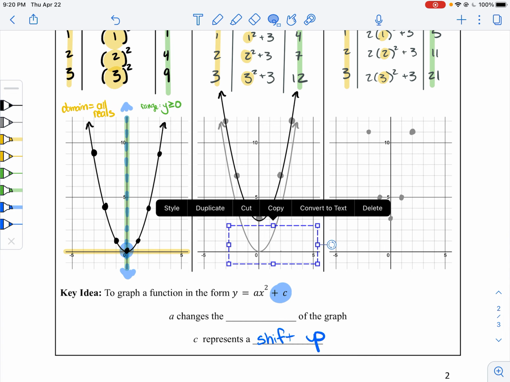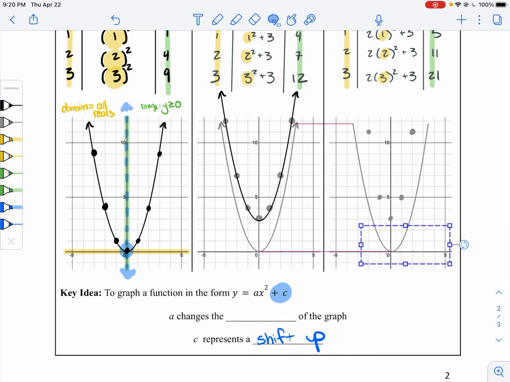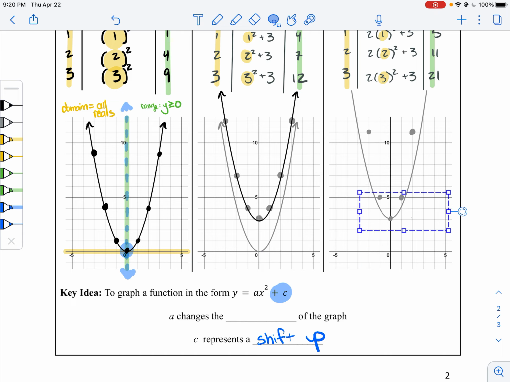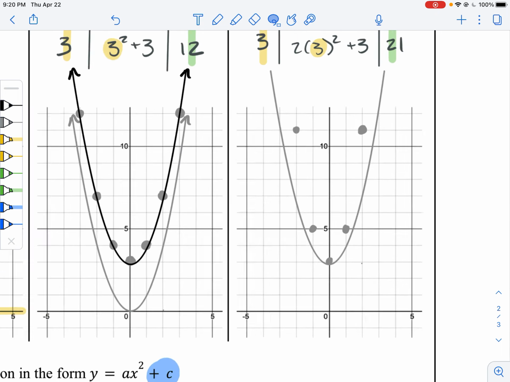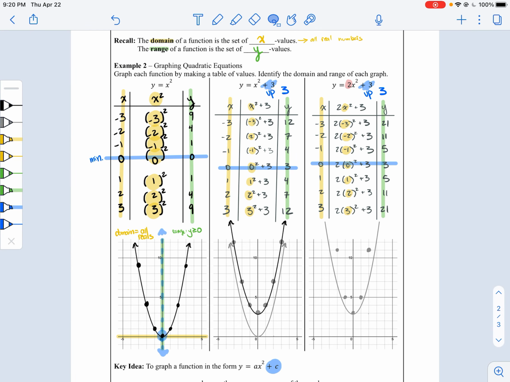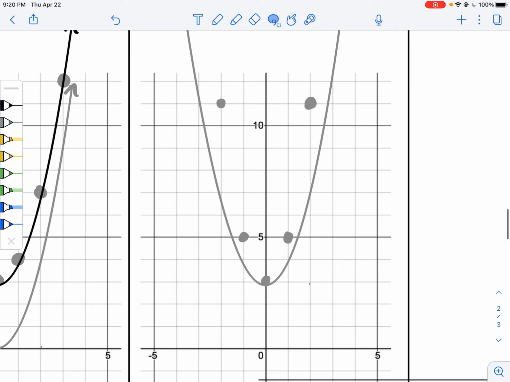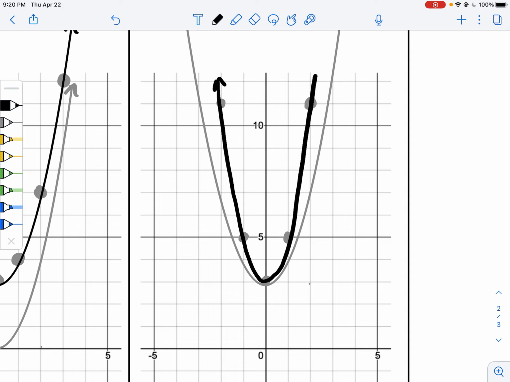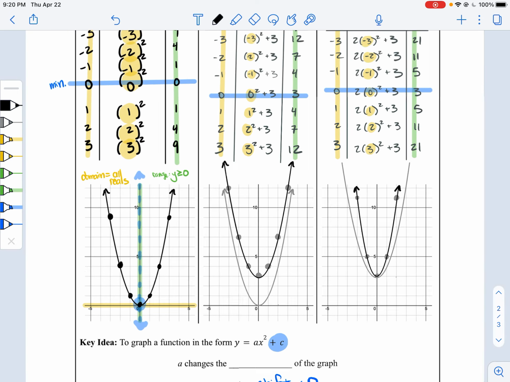I also plotted these points for you. But watch what happens. Even if we shift our function up, oh no, what happened? It got skinnier. It slimmed down. So our new parabola is actually way skinnier than our original parabola. Watch this nice curve back up through my points. So good.